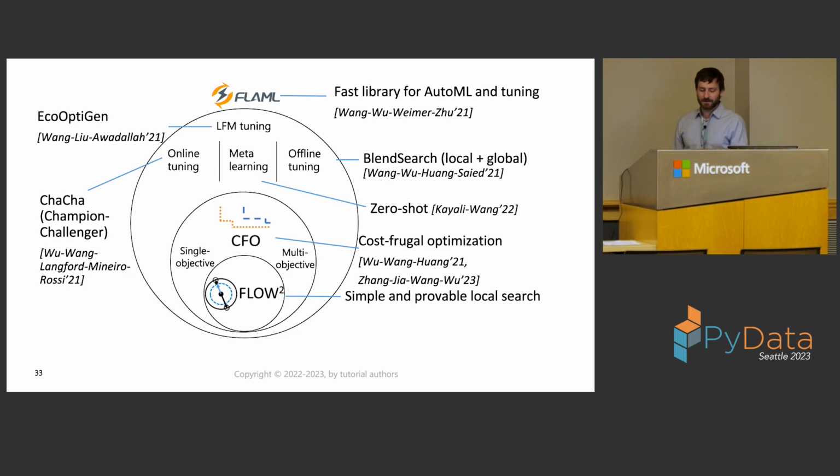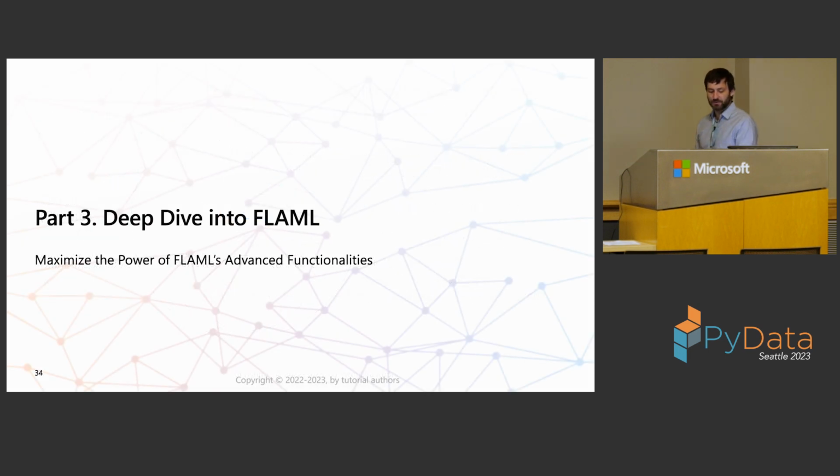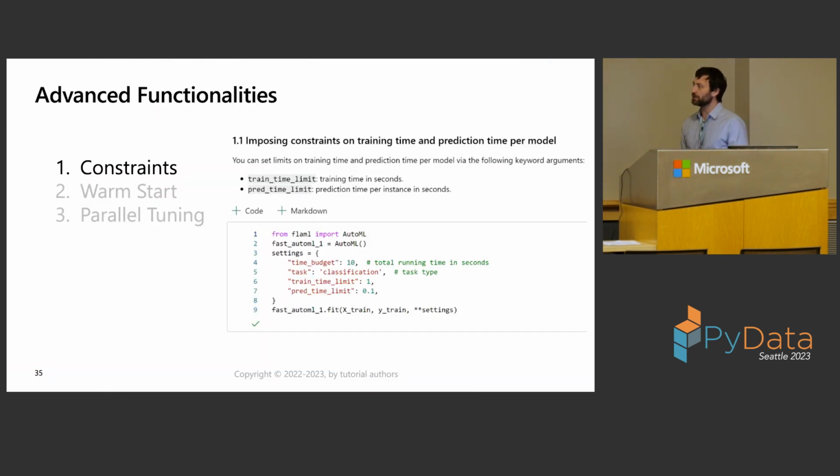Here is an overview of the different methods that are under the hood. Flow2 and constructal optimization are the two main papers that the basic algorithm is based on. These are local search results that are provably efficient. Compared with other Bayesian optimization or hyperparameter optimization methods, these provably give you fast results, but they only do local search. This is used by default if you use the AutoML.